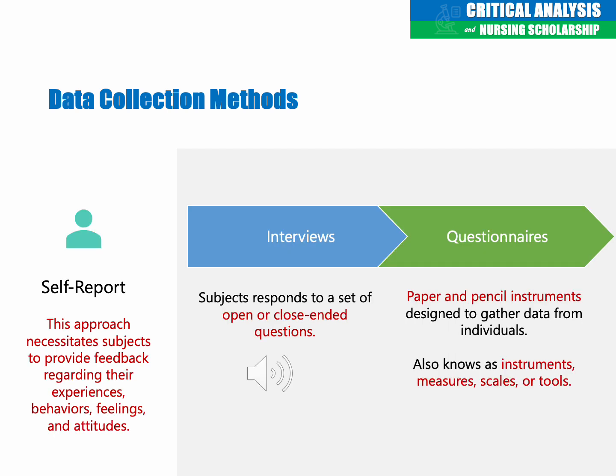The second type of data collection method is called self-report. This approach necessitates subjects to provide feedback regarding their experience, behaviors, feelings, and attitude. Now, self-report is one of the most common data collection methods in nursing research, and it includes either interviews or questionnaires where participants report their feelings, experiences, and attitude. For example, using a structured questionnaire to measure stress in nursing students. It's an example of a self-report data collection.